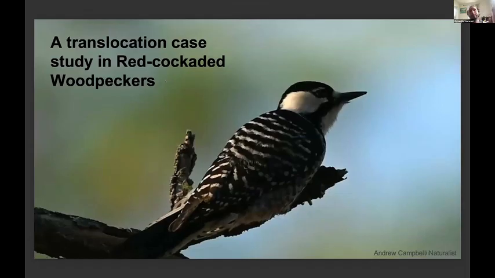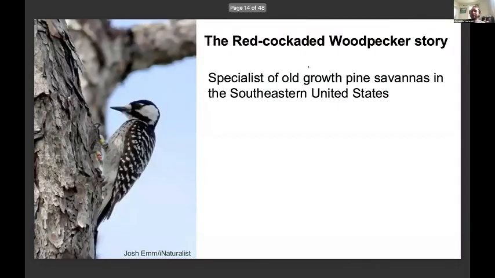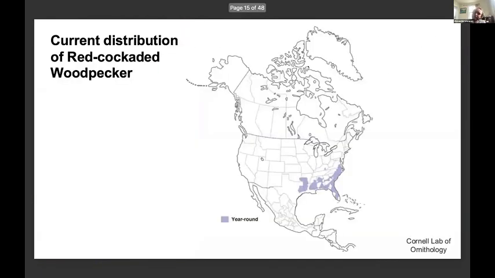This is the red-cockaded woodpecker. But hopefully, you won't be able to find that in Minnesota this spring, but hopefully I will convince you that this is a pretty cool species that if you ever get to the Southeast US, you should take a look at them. So the red-cockaded woodpecker story, this is a specialist of old growth pine savannas in the southeastern United States. So this is their current distribution, or kind of like a coarse level map of where they're found. They're found mostly in about a dozen states in the Southeast US.